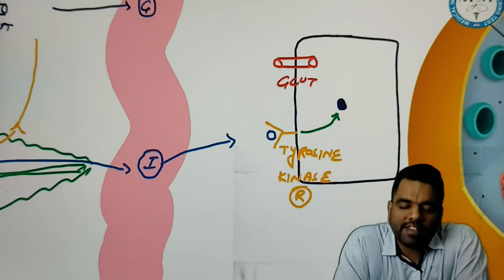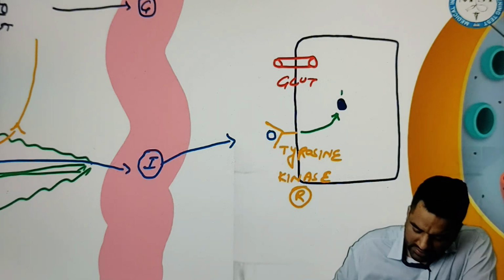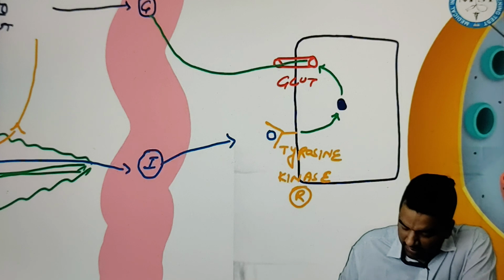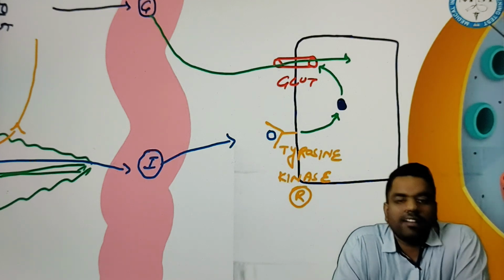Once the nucleus gets the message that insulin is there, the nucleus will open this GLUT, and once this GLUT is open, what will happen? The glucose will start coming into the cell. So guys, this is how glucose enters into the cell. That is why we require insulin.